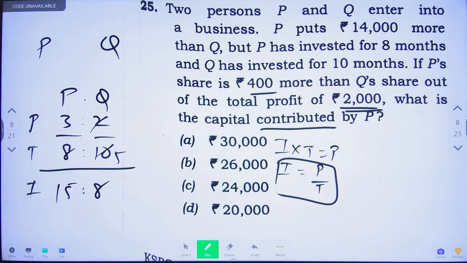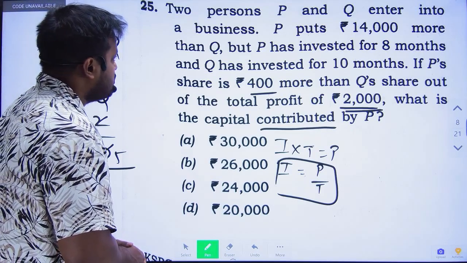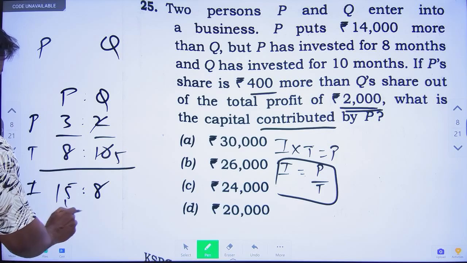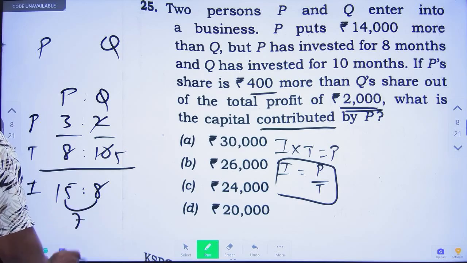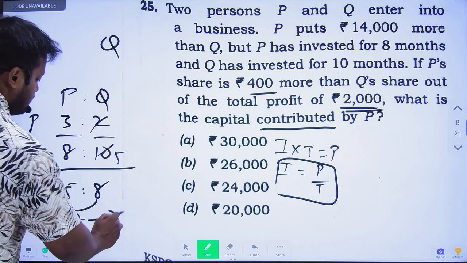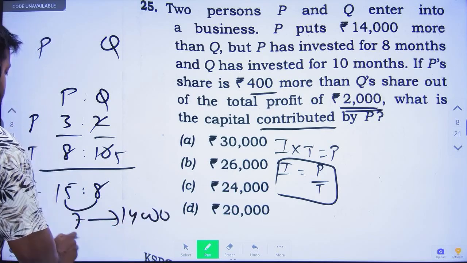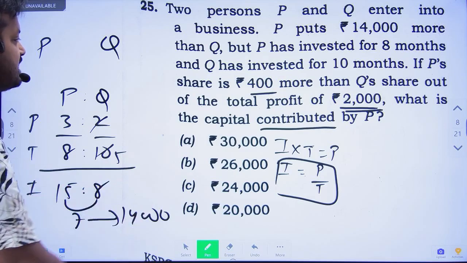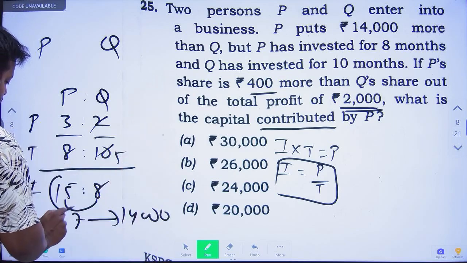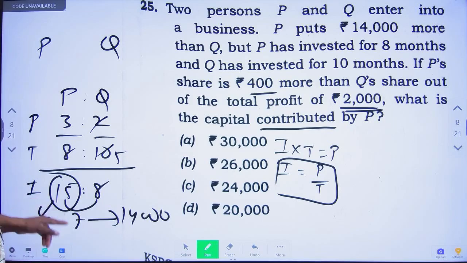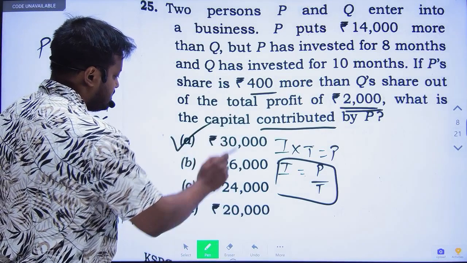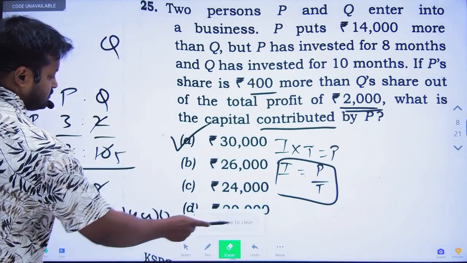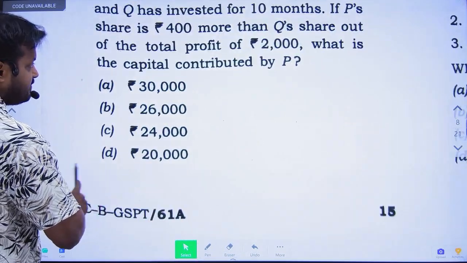Now it is saying P and Q enter into a business, P puts 14,000 more than Q. This is the ratio of investment, the ratio gap is 7, and 7 corresponds to 14,000. So 1 unit corresponds to 2,000. P contributes 15 units, so 15 times 2,000 is 30,000. Option A is correct. Fine. Next, 25, 26.